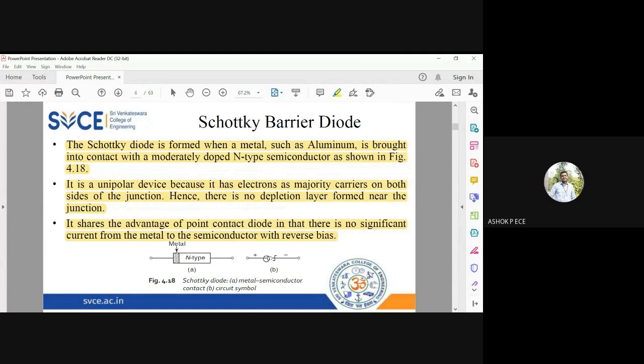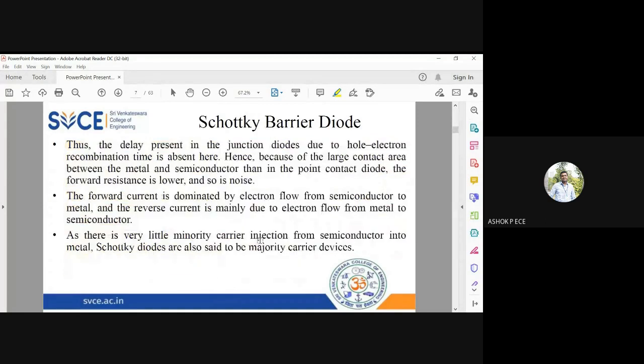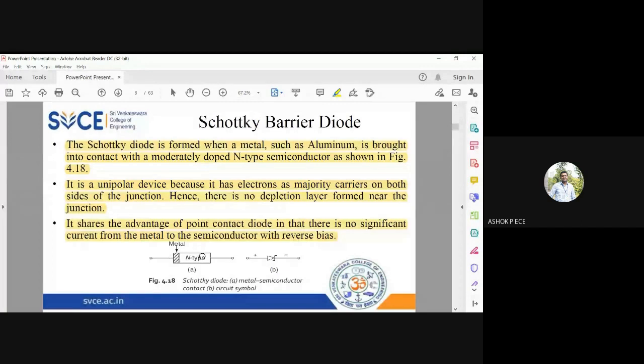So this is the symbol of the Schottky diode. See, Schottky diode is different from Schottky barrier diode. A Schottky diode is a simple metal-semiconductor junction, and the difference you see is the diode with S. A triangle with S is going to be the Schottky diode.